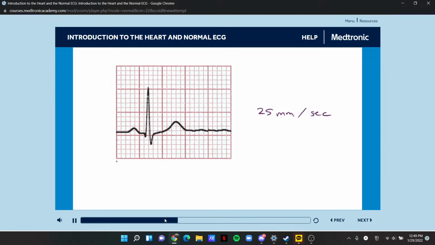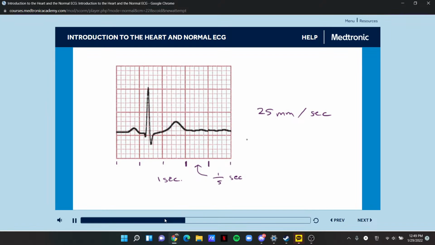You can count off 25 small boxes pretty easily because each heavy line is 5. So that's 5, 10, 15, 20, 25, and this equals 1 second. Some people think in terms of fractions of a second when looking at an electrocardiographic grid. So 5 small boxes would be equal to 1/5 of a second. But fractions are sometimes difficult to use, and it's often easier to think in terms of milliseconds.